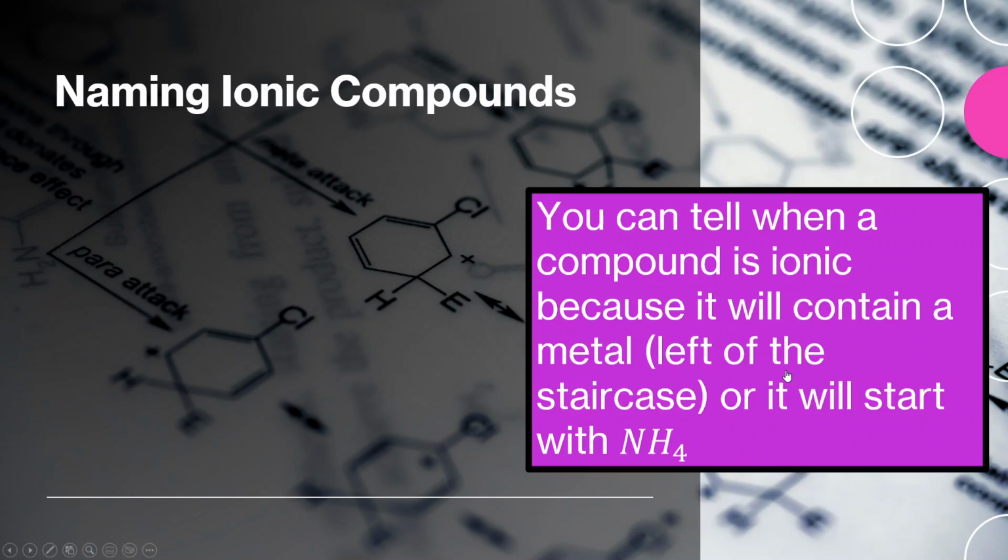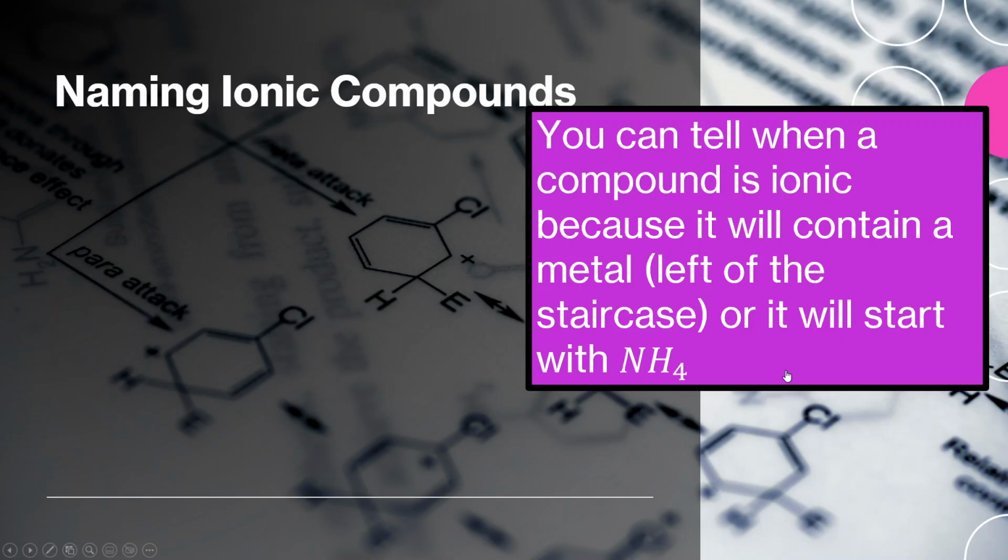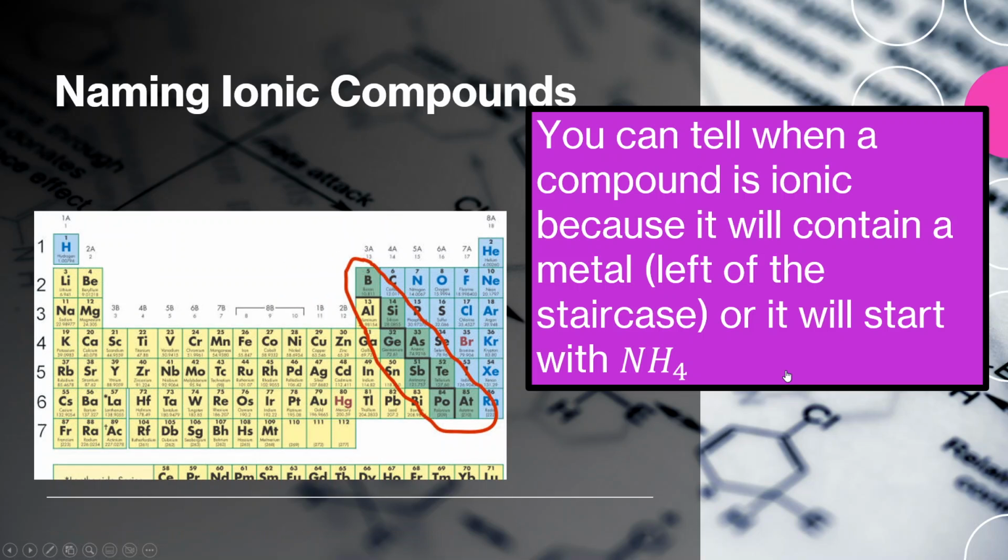Now, you can recognize an ionic compound because it's either going to contain a metal ion or it's going to start with NH4. So just a reminder, on your periodic table, there's this solid dark line that's called the staircase line. Anything to the left of this is going to be a metal ion. So if you have a compound that has any one of these, like Na, which is sodium, or Sc, which is scandium, those are metals, and that tells you that you have an ionic compound.